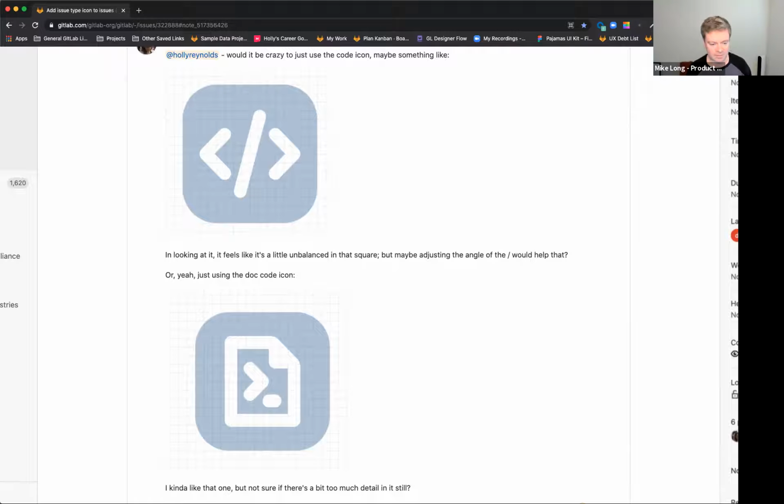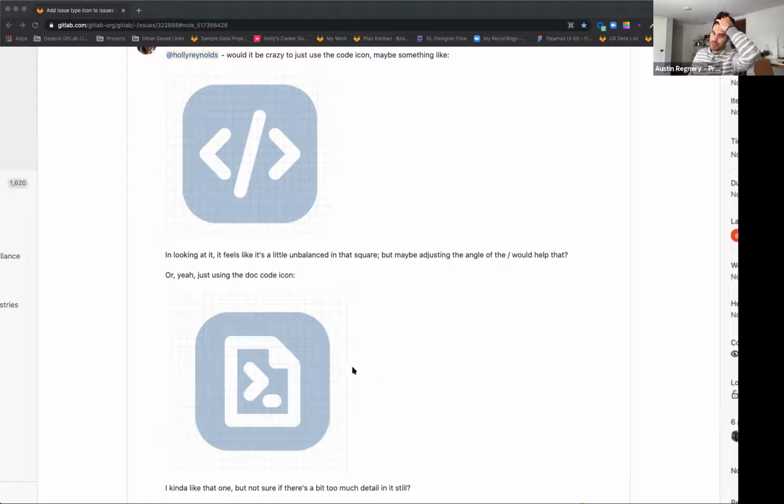Do I have the first comment? Oh, okay. Yeah, one idea is that we always show the text label next to it, and then we don't have to worry too much about whether the symbol is universally recognized. And so yeah, I just want to throw that out there. And then Austin, I think you have a comment.